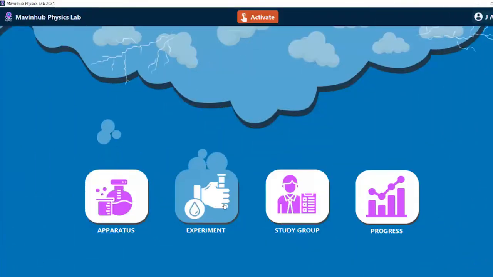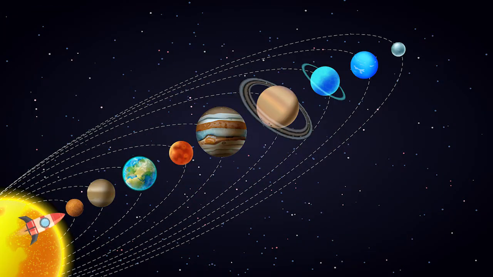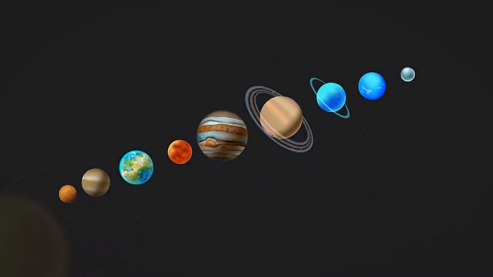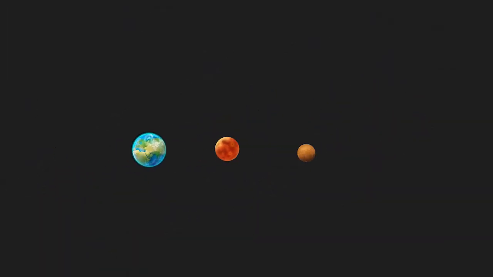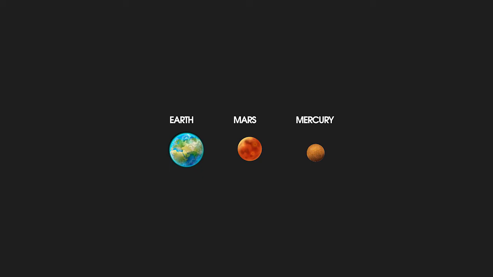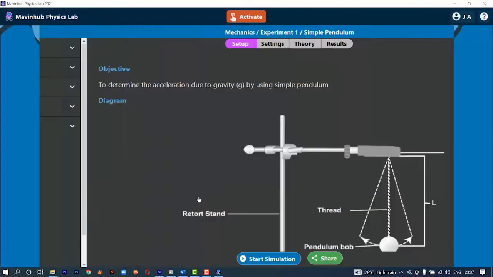With Mavinhub Physics Lab, we can take a trip into our solar system and experience the difference between the levels of gravity on each planet virtually. Which of the following planets has the highest gravity, for instance? Let's find out using Mavinhub Physics Lab.